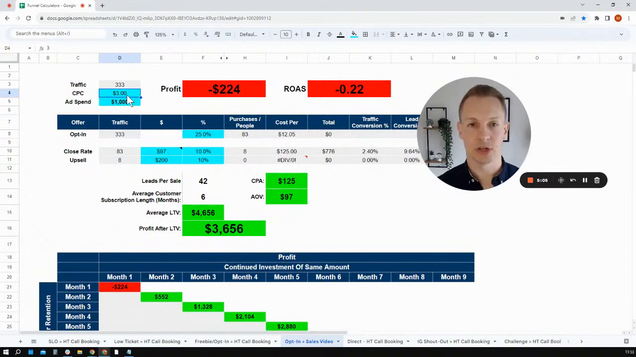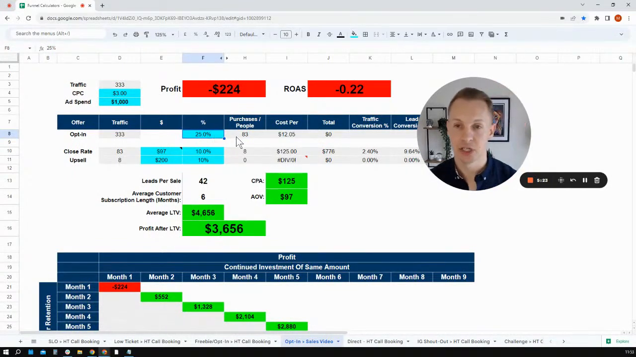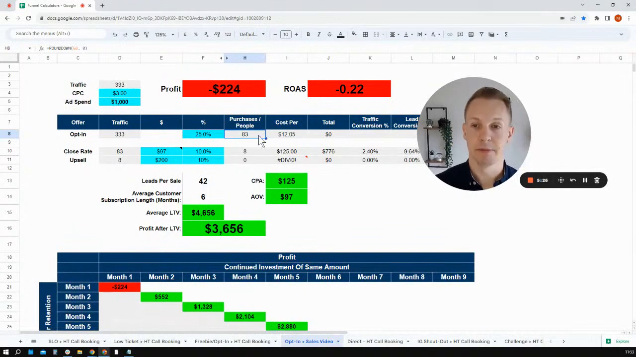So as you can see, a $3 cost per click, and out of that $1,000, we have 333 people visiting our opt-in page. Okay, our first page that they opt in to receive this offer, to learn more about the offer, which we're converting at about 25% conversion rate on that page, which means out of 333 people, we have 83 people that have opted in.